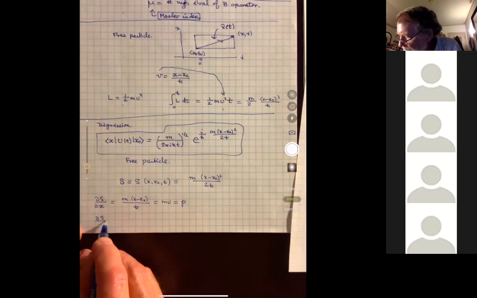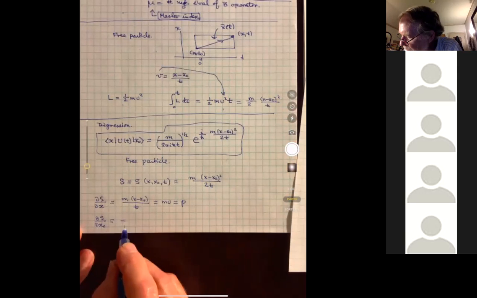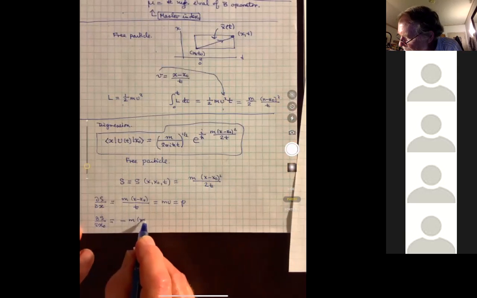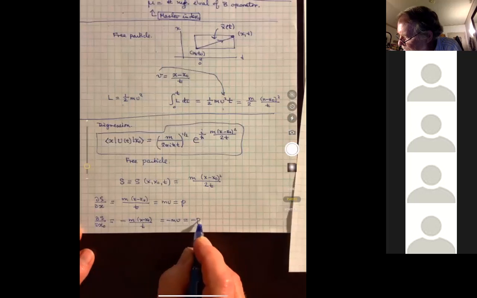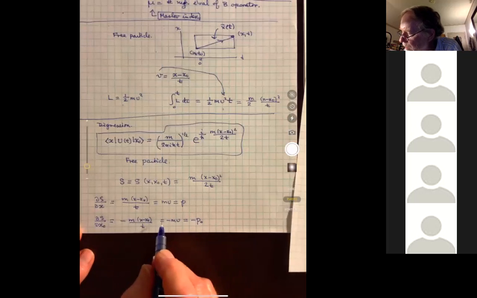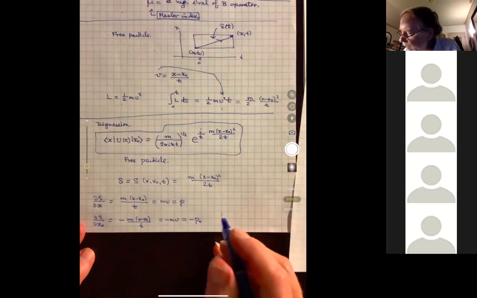What about dS/dx0? That should give us minus the initial momentum. Well, now there's an extra minus sign from the chain rule. It becomes minus m times x minus x0 divided by t, which is equal to minus mv. And indeed, that is minus the initial momentum because momentum is conserved. So it works.